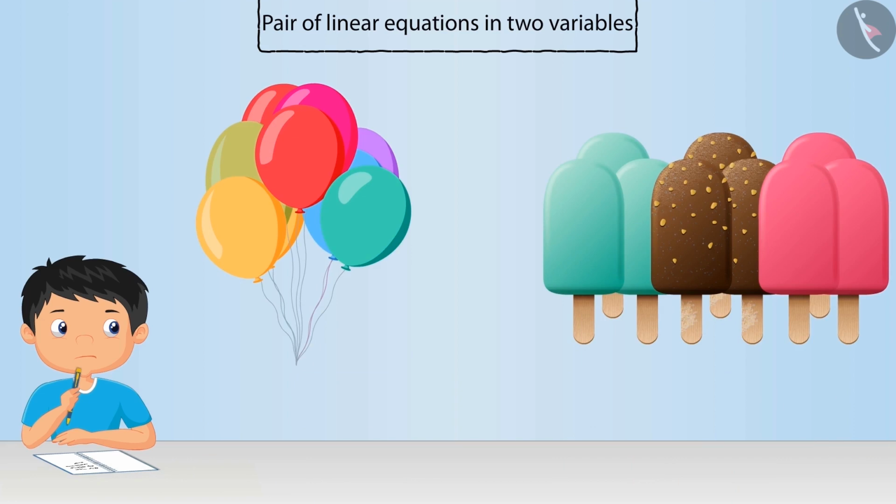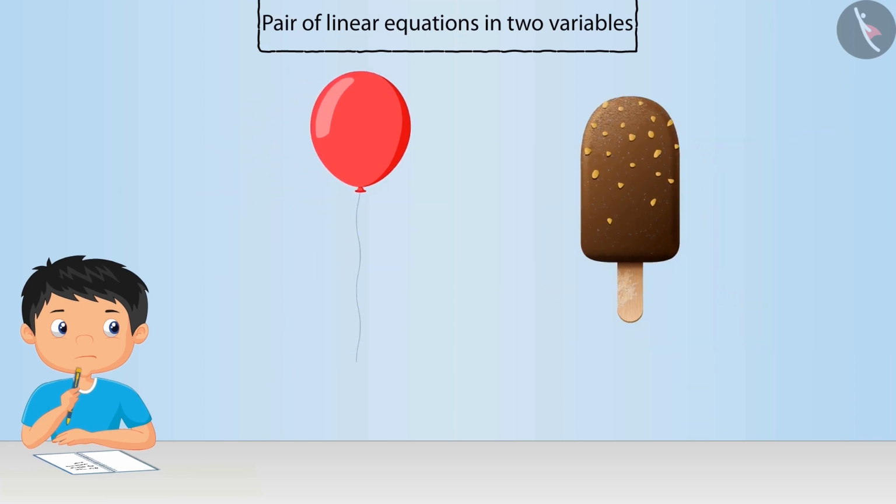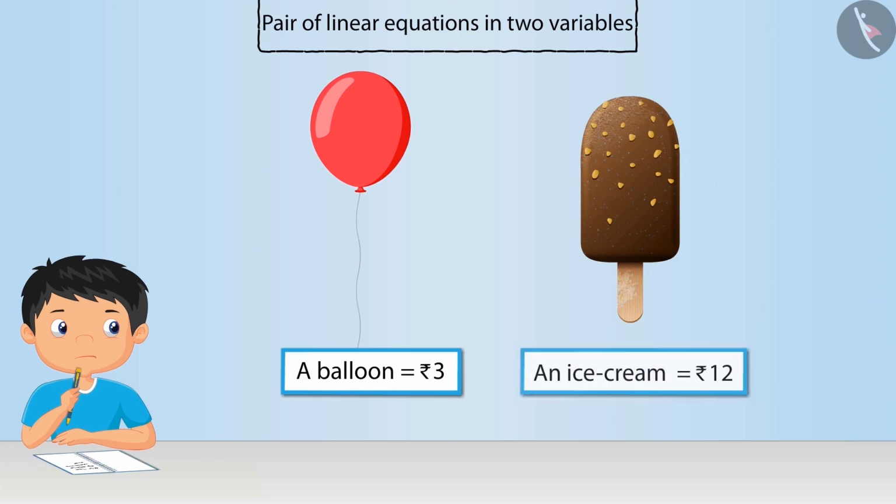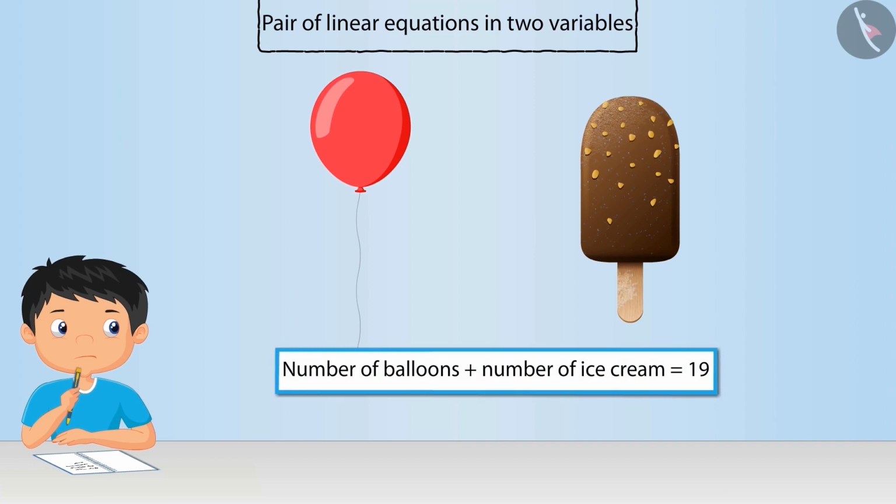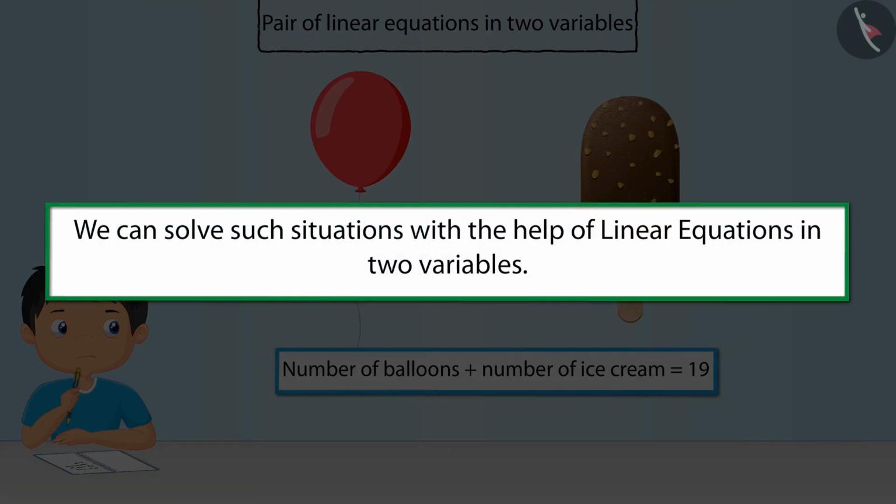But now he doesn't remember how many balloons and ice creams he had bought yesterday. But he remembers that a balloon was 3 rupees and an ice cream was 12 rupees. And the total number of balloons and ice creams was 19. We can solve such situations with the help of linear equations in two variables, which will give us the number of ice creams and balloons bought by Rahul. Let's see how.